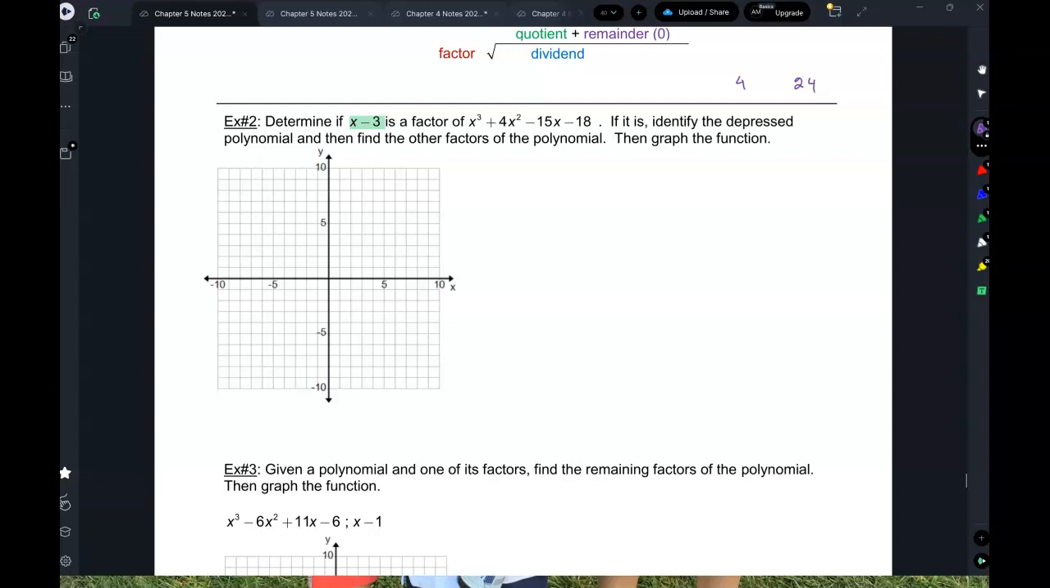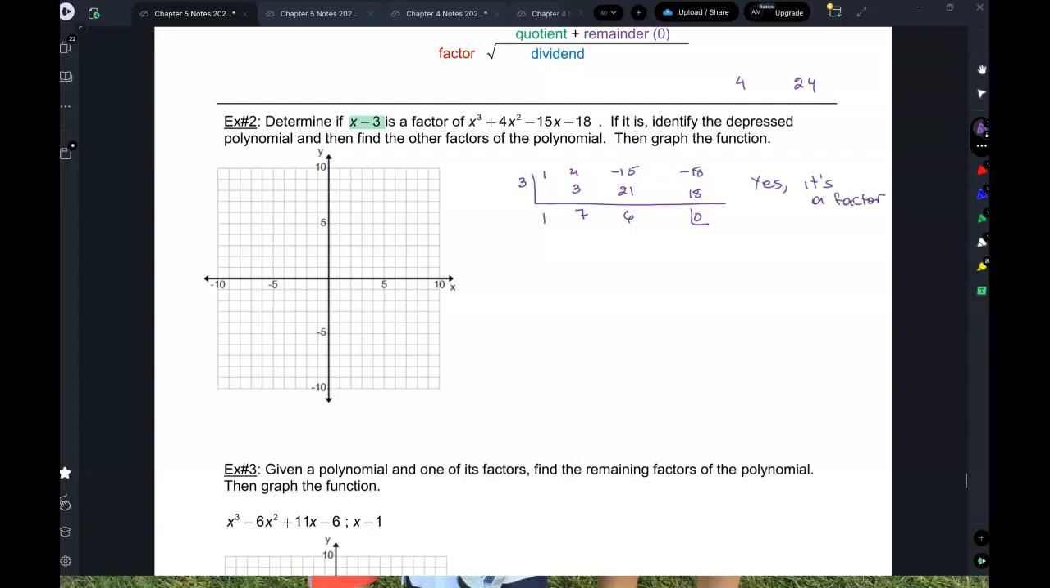So let's do this. From x minus 3, we get 3 out here. So here we get 1, 4, negative 15, negative 18. 1 comes down, multiply, we get 3, 7, 21. 21 minus 15 is 6, times 3 is 18, 0. I get a remainder of 0, so yes, it's a factor.